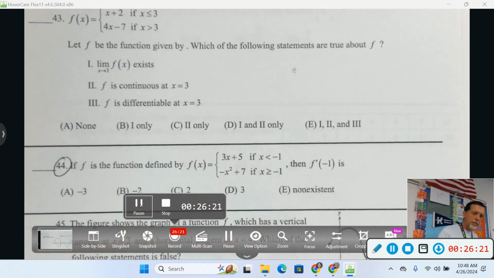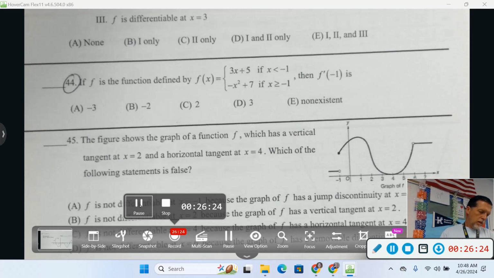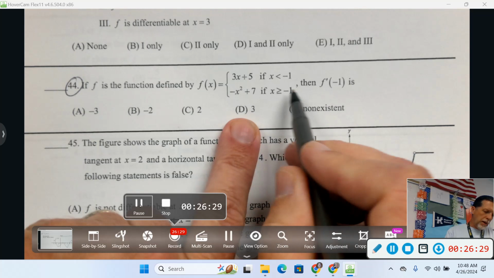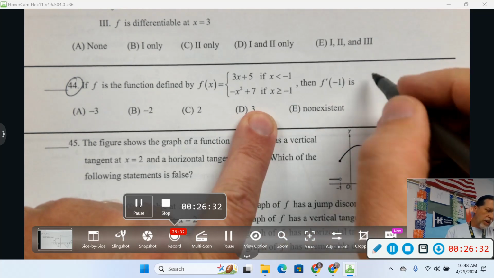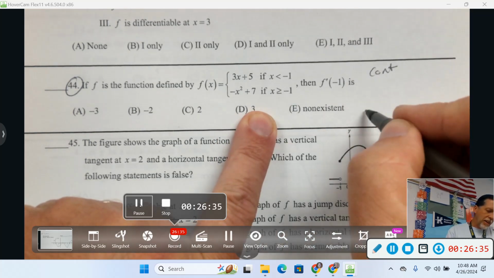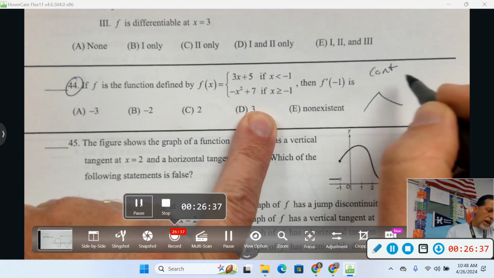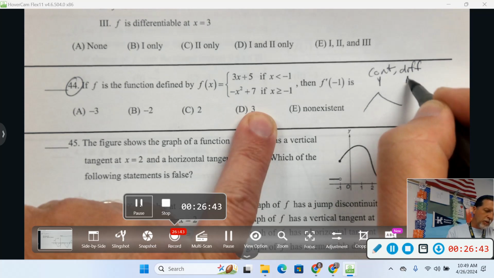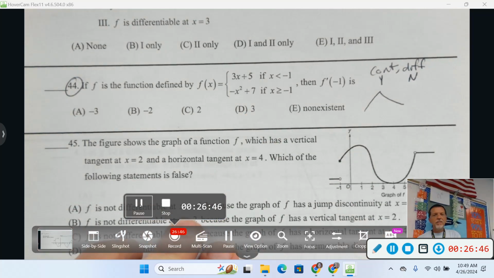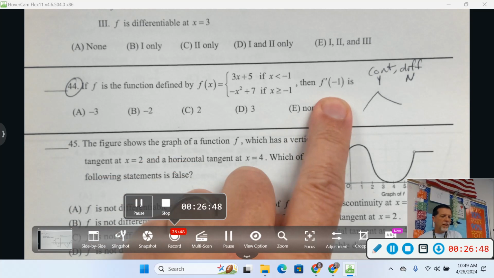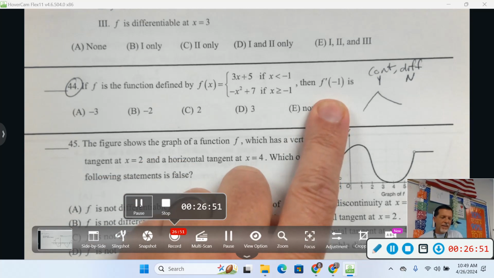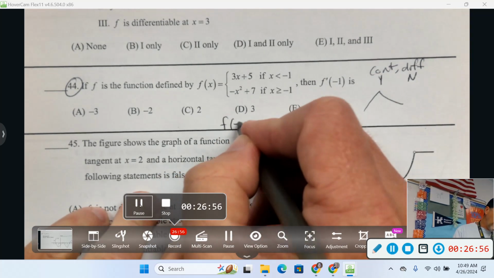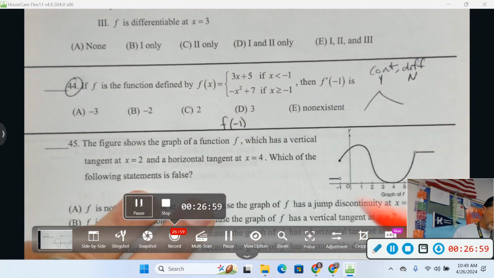44, last one. If the function is defined piecewise, so I'm already worried about two things: do they connect, like they've got to be continuous, but also, is it differentiable? Like the one I drew here is yes continuous, but no, not differentiable. So it asks for f prime of -1, but it can't have a derivative unless it's also continuous. So even though it didn't ask that, I've got to check f of -1 in both pieces.